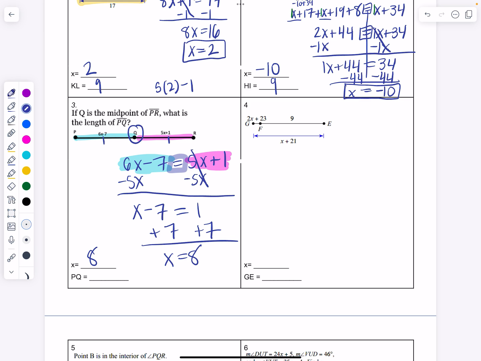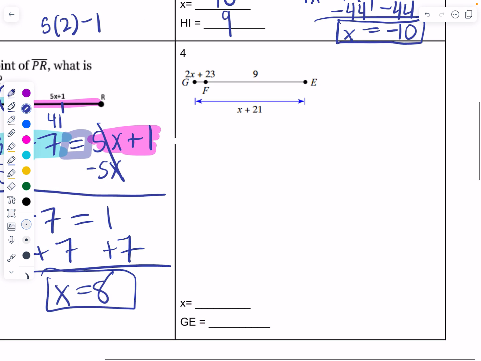How do you know if you did it right? You just go back and plug it in. So what is 6 times 8? That's 48 minus 7 is 41. So if I did this right, the other side should also be 41. 5 times 8 is 40, plus 1 is also 41. So what is P to Q? P to Q is 41. So I know I did it right.